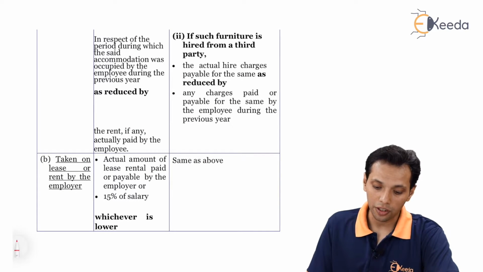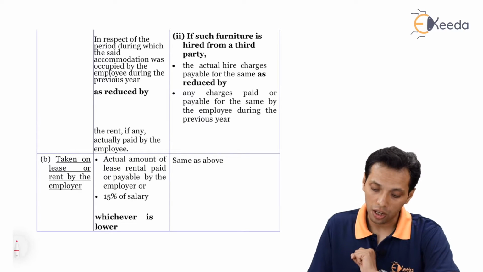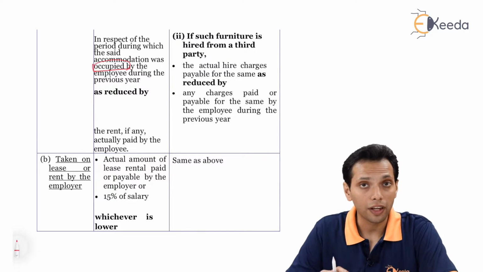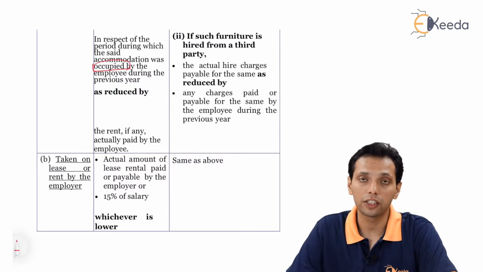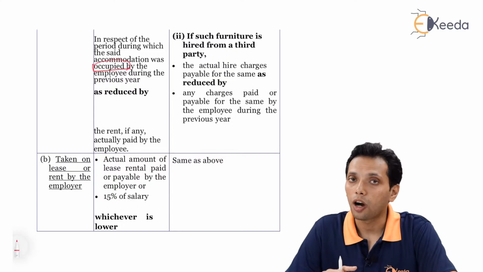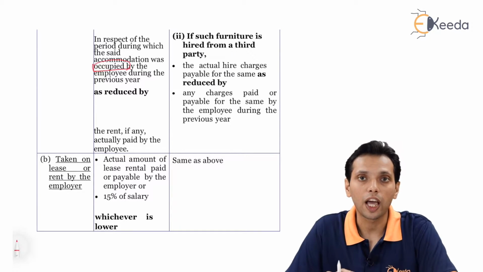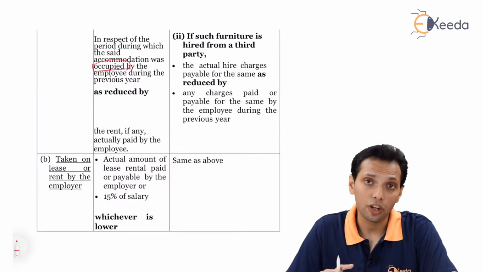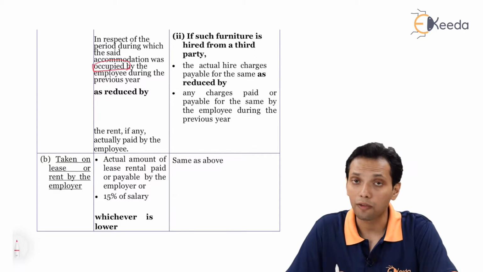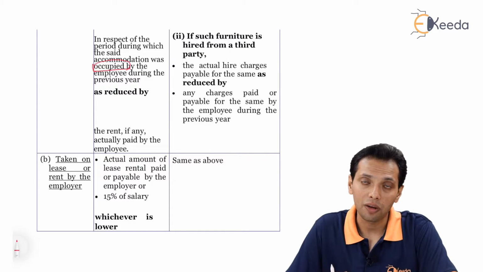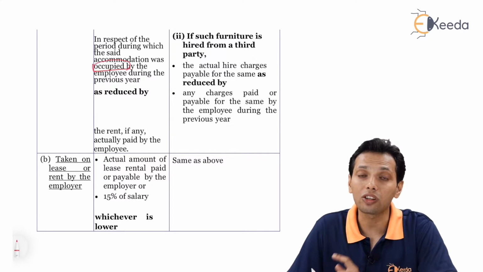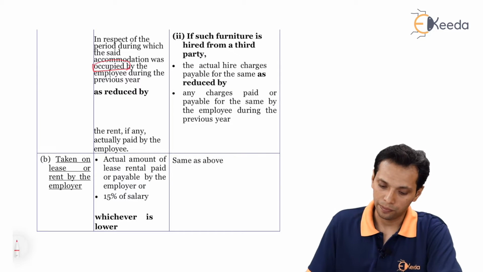In respect of the period during which the said accommodation was occupied by the employee. This is a very important sentence. If, out of 12 months, the employee has been availing the benefit of the residential accommodation for only 5 months, we won't take the entire 12 months. It will be considered only for 5 months, that is, only the period for which the residential accommodation benefit was availed by the employee.